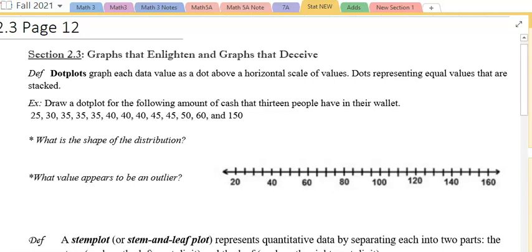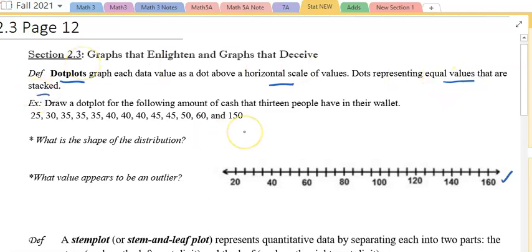Section 2.3 is on page 12. It talks about graphs that enlighten and graphs that deceive. We start off with a dot plot. Dot plots graph each data value as a dot above a horizontal scale. Dots that represent equal values are stacked.